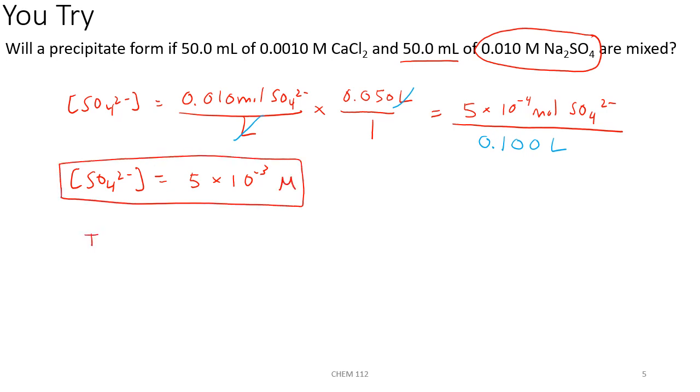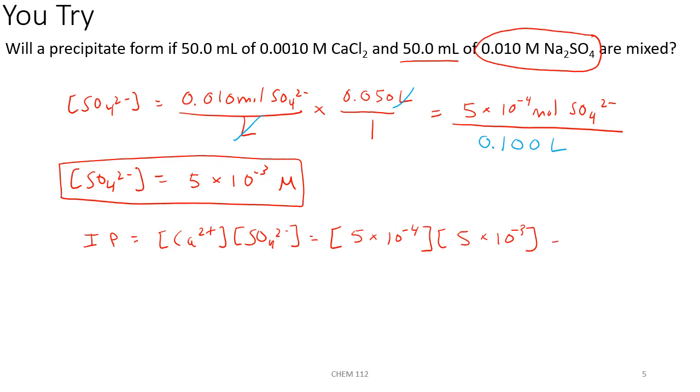Next, we're going to plug those concentrations into our ion product expression. So we had concentration of calcium ions times concentration of sulfate ions. Our calcium ion concentration came out to being 5 times 10 to the negative fourth molar times our sulfate ion concentration, which was 5 times 10 to the negative third molar. This gives us an ion product of 2.5 times 10 to the negative sixth.